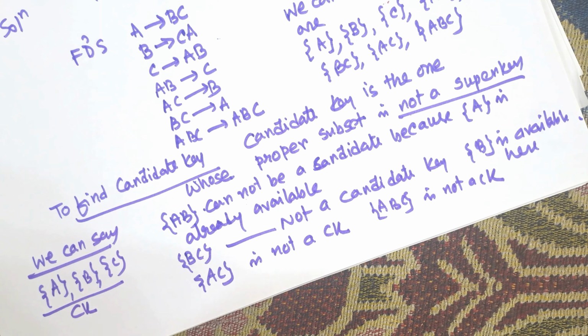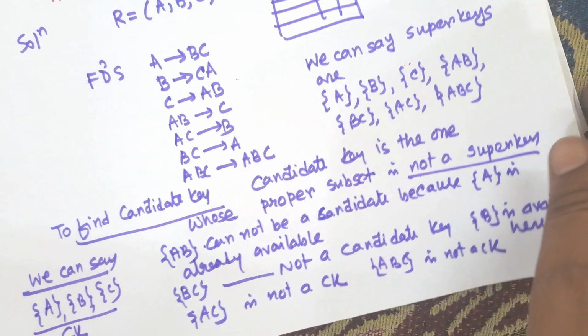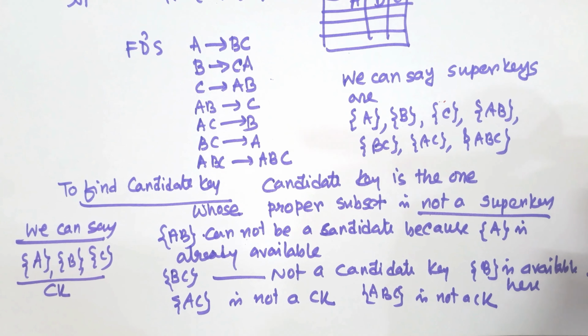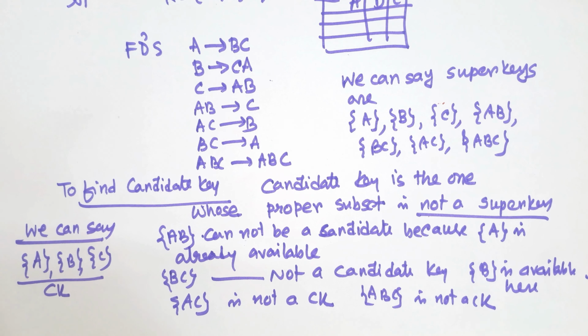So first of all, we need to find the super keys. Then from the super keys, we need to eliminate those that have a proper subset already used as a key. Here, A is used as a key, so AB is not a candidate key. Here B is used as a key, so BC is not a candidate key. Here A is used as a key, so AC is not a candidate key. So we can say A, B, C are the candidate keys.